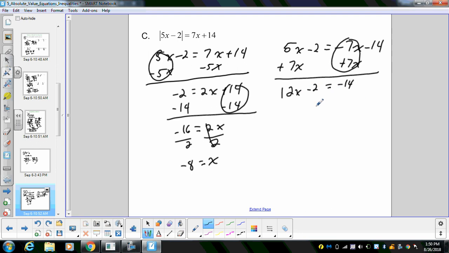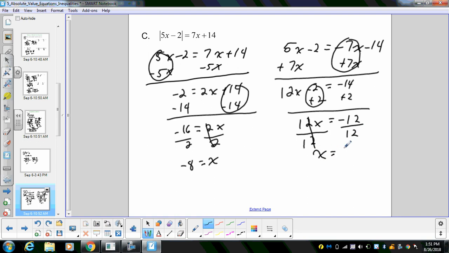Now I'm ready to get rid of my constant, sorry, by adding 2. Negative 14 plus 2 gives me negative 12. And now I'm going to divide my coefficient, so I'm going to divide both sides by 12. And that gives me negative 1. Right? Let's check our answers.